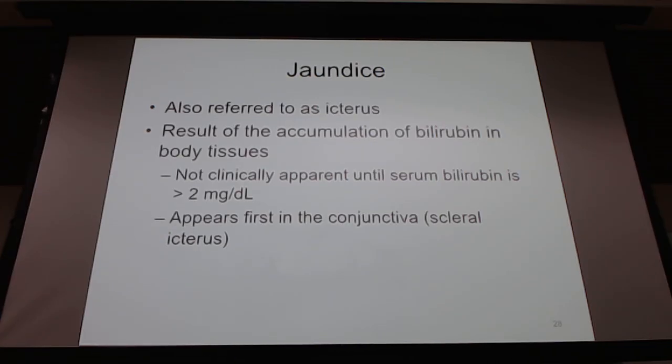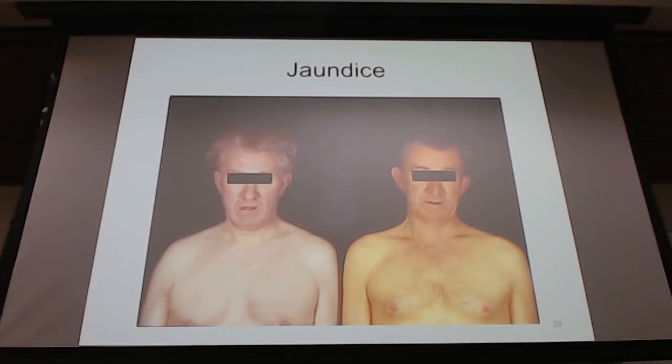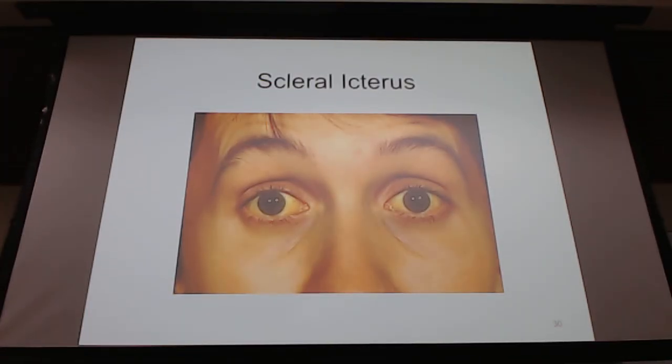But serum bilirubin above 2. So where does it show up first? Well, it's in the eyes. Visually, where does that show up first, I should say. Here's an example of what that looks like. And here's your scleral icterus. That's where it should show up first. If it's starting to show up in the skin, it should have already shown up in the sclera.